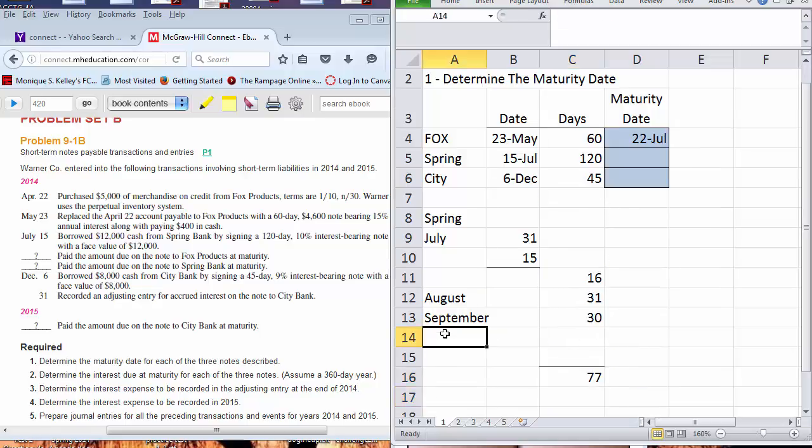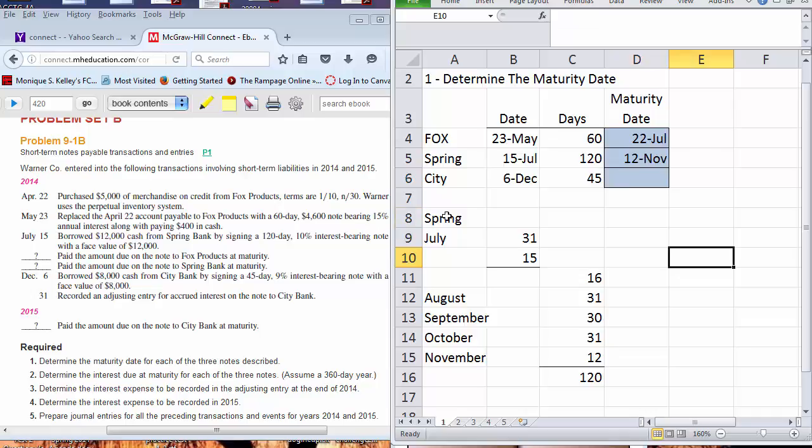We need some more days. So September, October, 31. And let's see, we have to get up to 120 since we're at 108. That means 12 more days. So that would be November, and then 12 more days. And that'll put us at 120 days. So our maturity date will be November 12th.